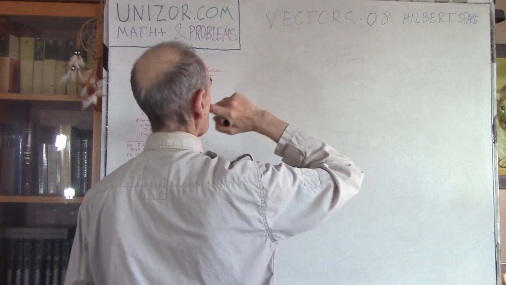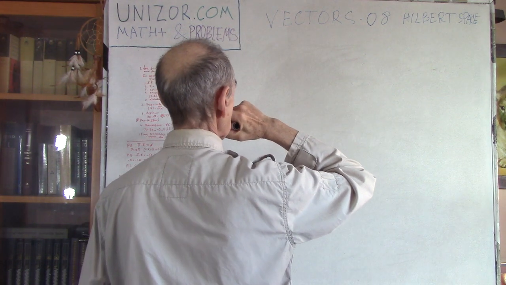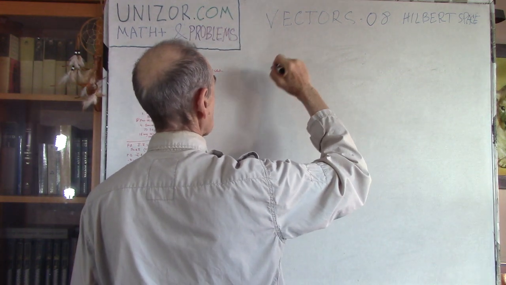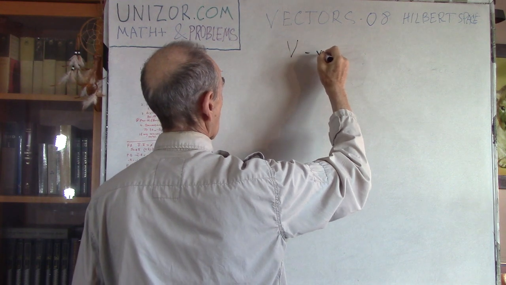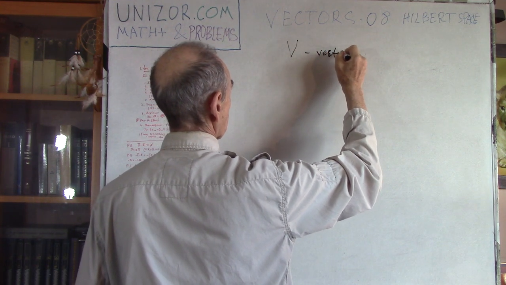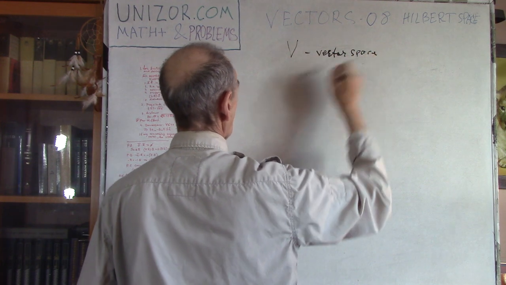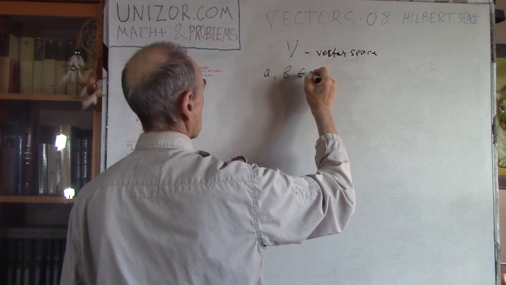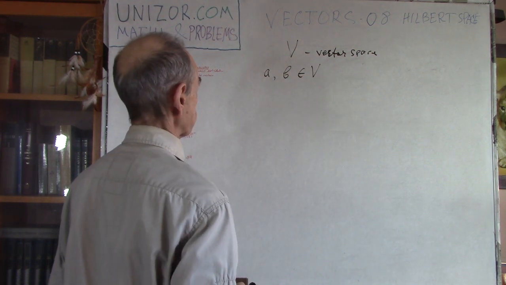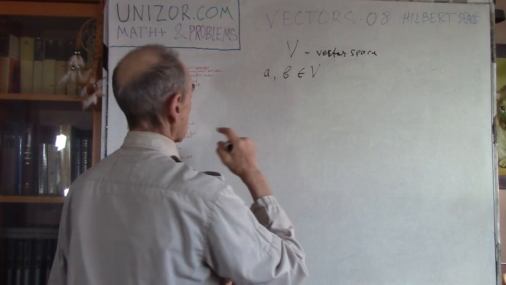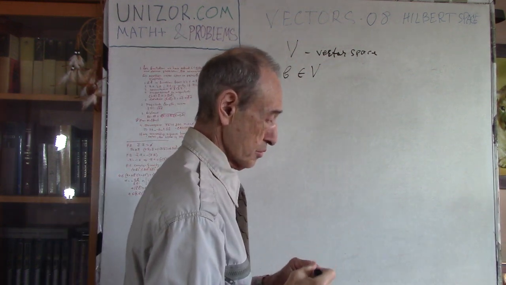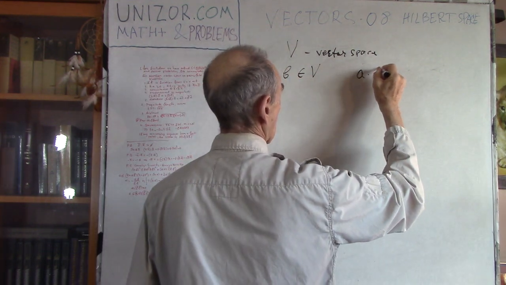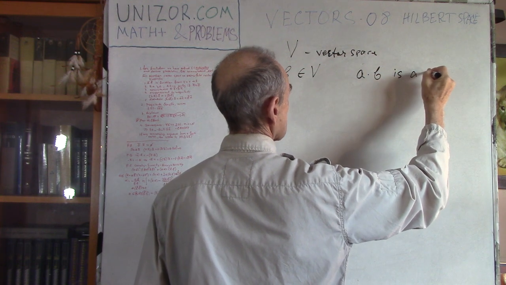Okay, so what kind of axioms we are setting for abstract vectors if we are talking about scalar product? Okay, so let's consider that you have some vector space, abstract vector space. So vector A and B belong to this vector space. Okay, now the first thing to basically say about their vector product is a scalar.